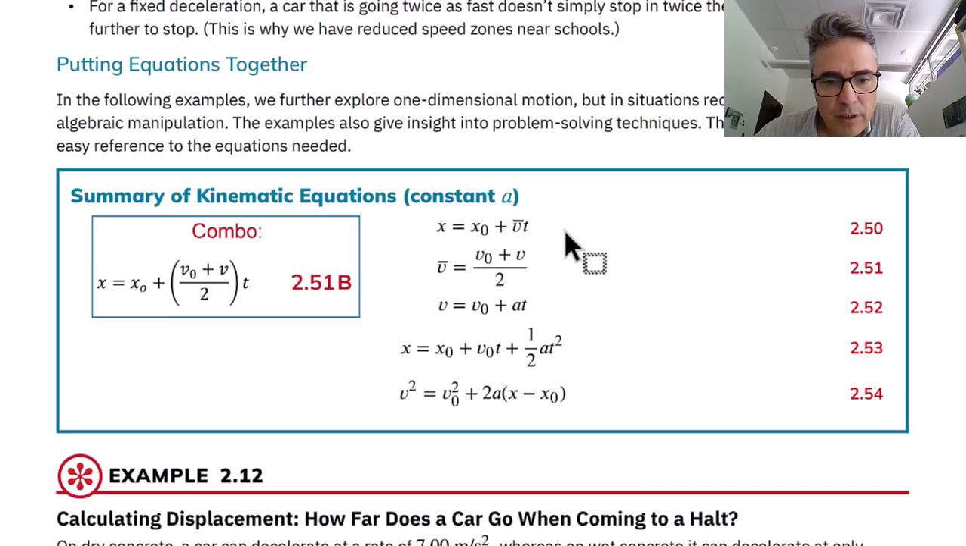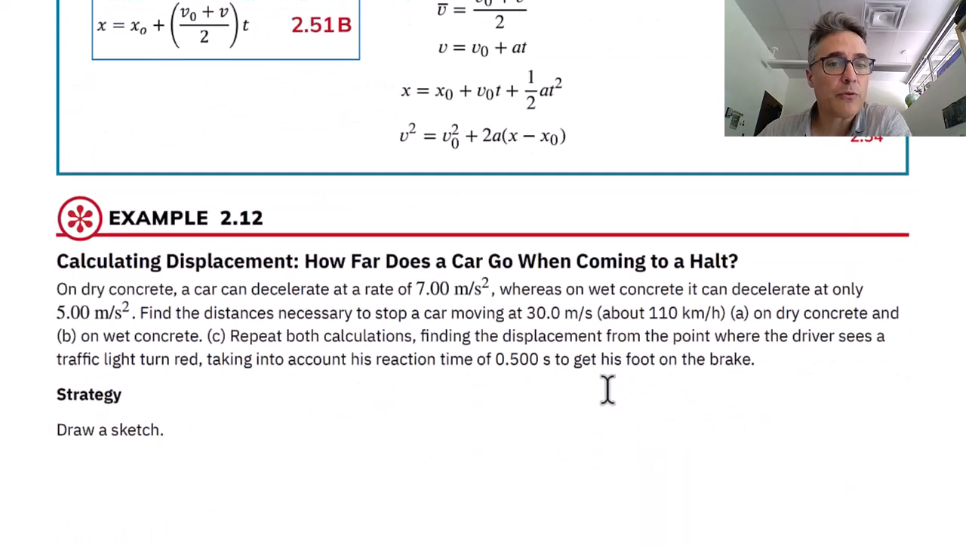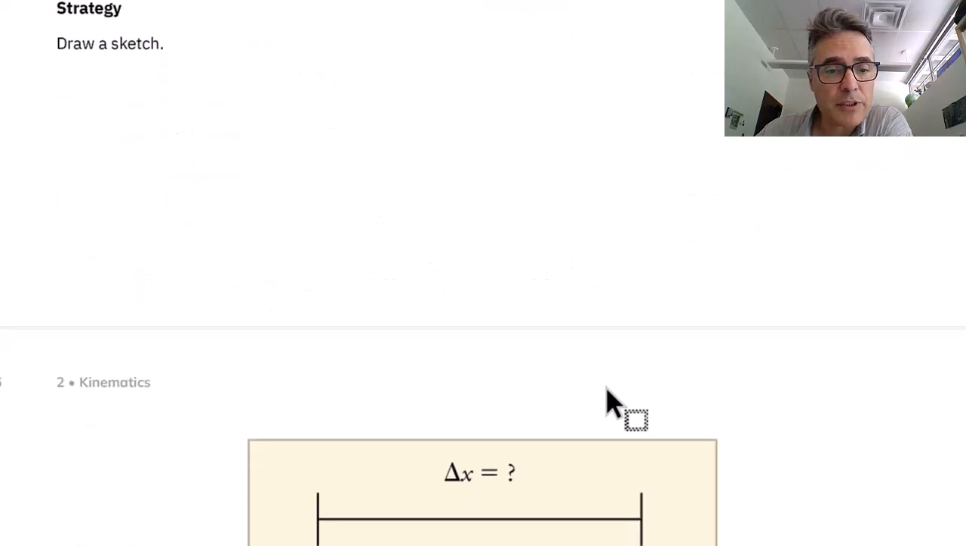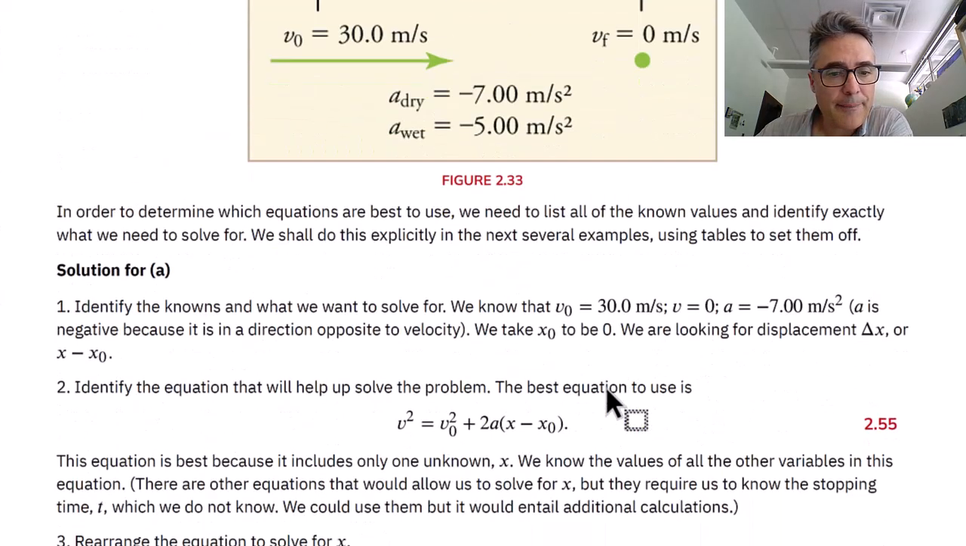So the textbook lists these as 5 equations, but I have combined the first 2 with the v average to be just one equation, x equals x sub 0 plus this average speed times t. So if the acceleration is constant, then you can find x this way, and then there's the other 3 equations here. So I would like you to go through this chapter, try the examples, this section.